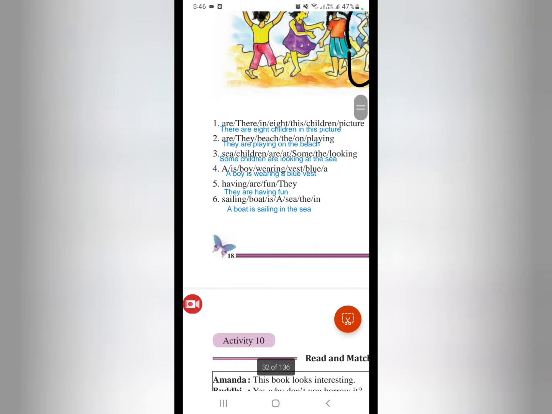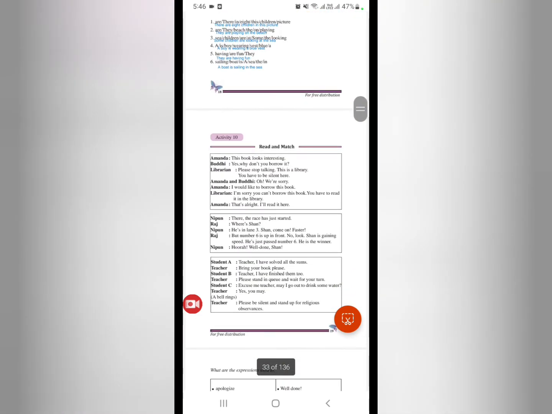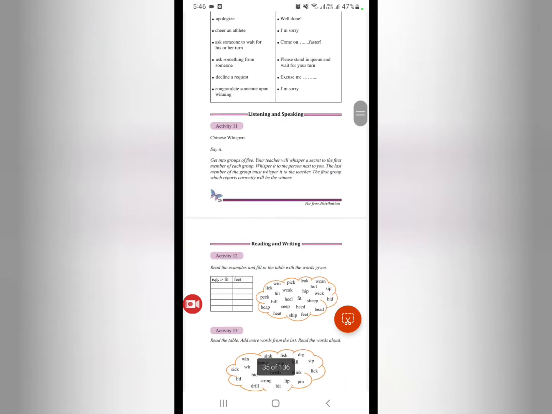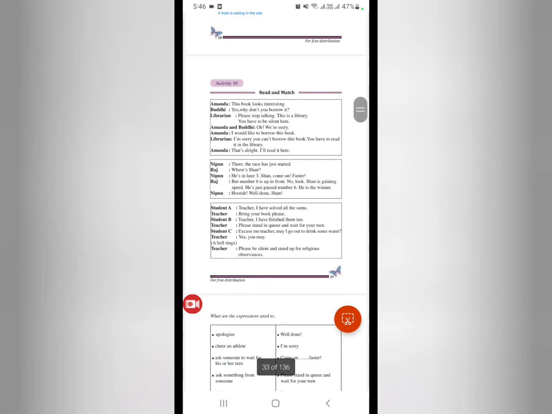Okay. Now we'll go to the next activity. Now activity 10. Activity 10: read and match. You know what is meant by reading and matching. Now, Amanda.